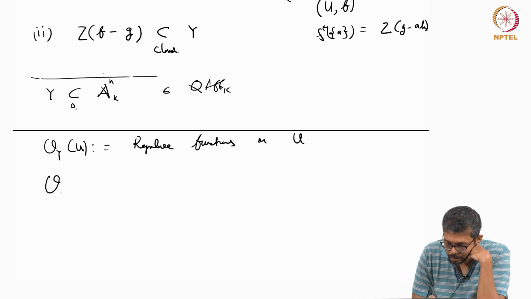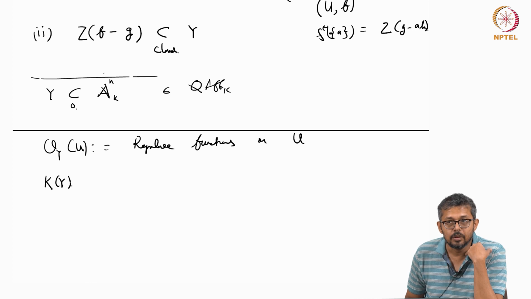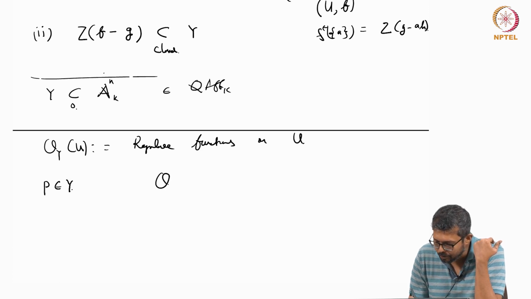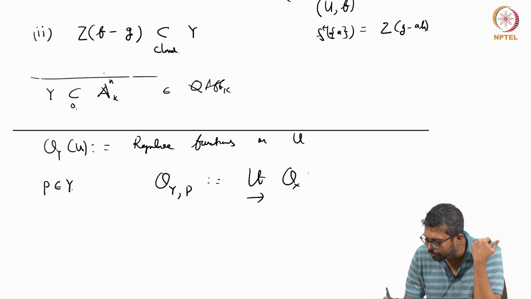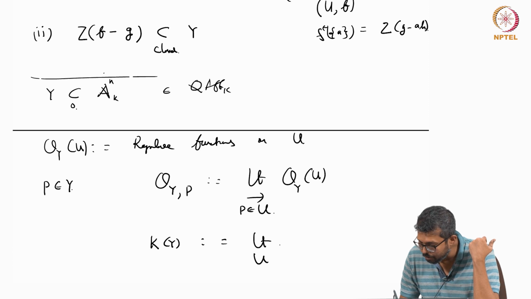Now you can ask what is the function field, what is K_Y? Or more generally, let's talk first about what a stalk of O_Y is. So take P a point in Y, then you define what is called O_{Y,P}. This is nothing but the direct limit of the O_Y of U, where P belongs to U. And you can talk about the function field K_Y. This is nothing but the direct limit over U of O_Y of U.